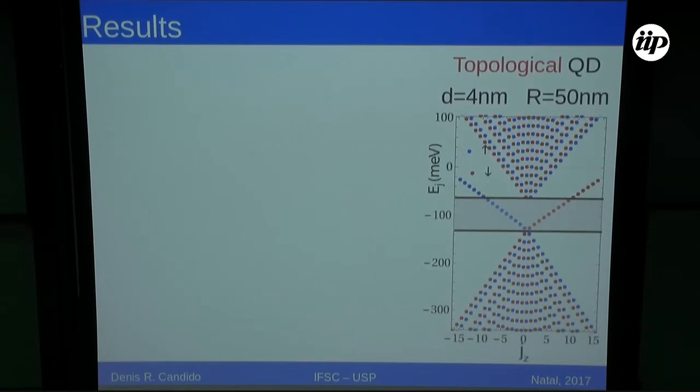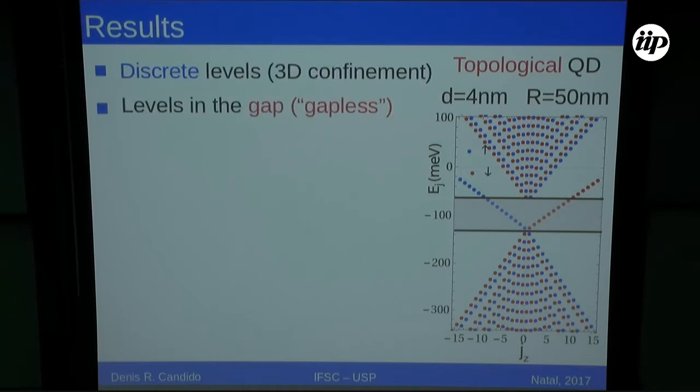So now the results. The first result that I show here is for a topological quantum dot, which means that I have a thickness greater than the critical thickness of 3.3 nanometers. Here I have 4 nanometers, and the radius of my dot is 50 nanometers. As you can see, we obtain discrete levels due to the 3D confinement. So now instead of the bands of the helical state that go continuously in k-space, I just have these discrete levels as a function of my J_z.